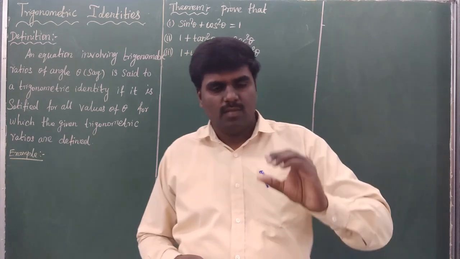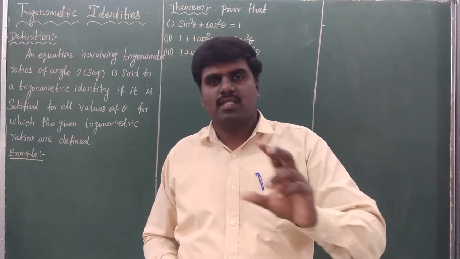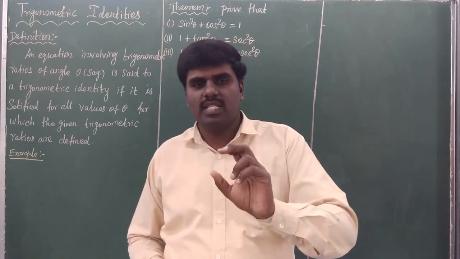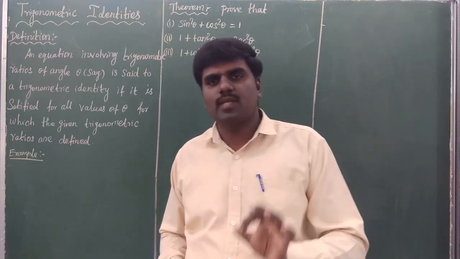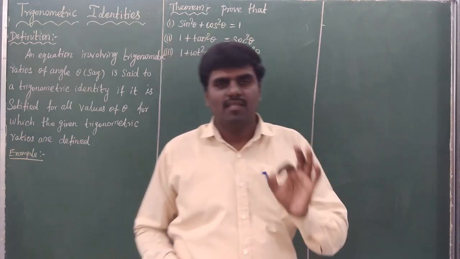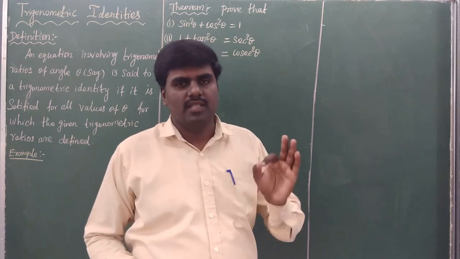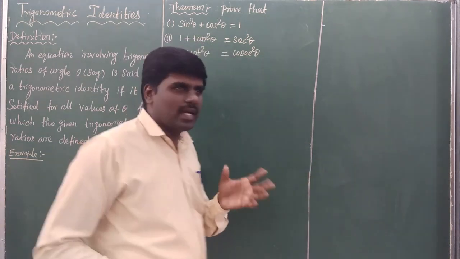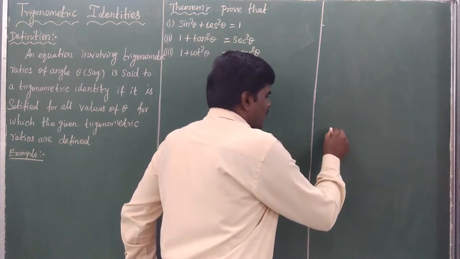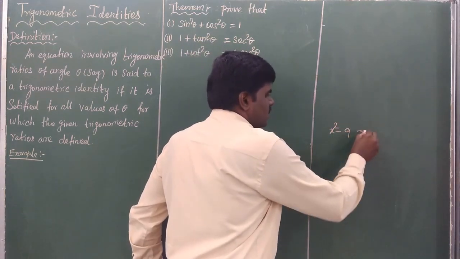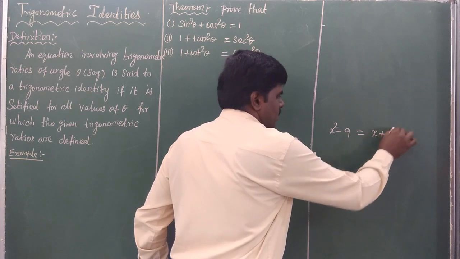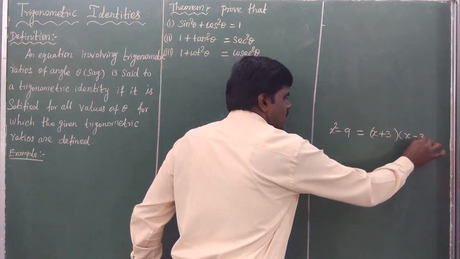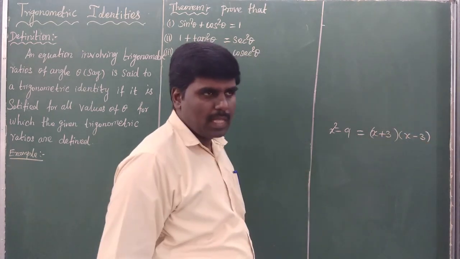In basic, what identities means is to discuss two types. One is algebraic identities, the second one is trigonometry identities. What are algebraic identities? We know that you studied algebraic identities in the previous classes. For example, x square minus 9 is equal to x plus 3 into x minus 3. This is one algebraic identity.